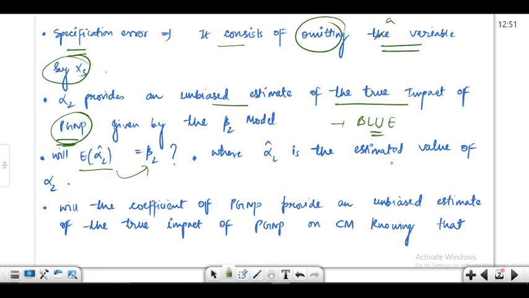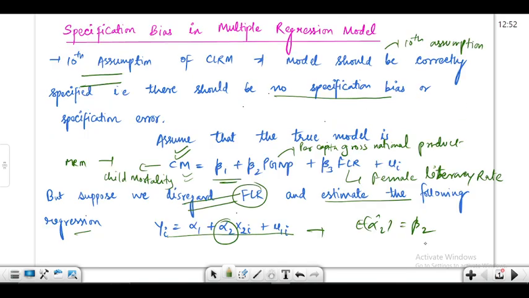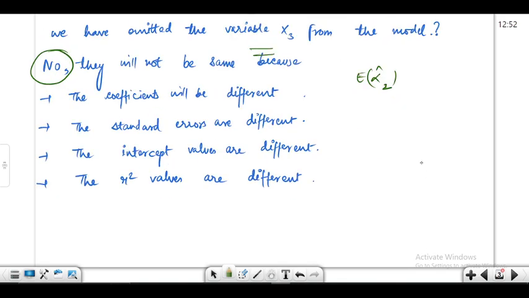Here alpha 2 hat is the estimated value of alpha 2. Will the coefficient of PGNP provide an unbiased estimate of the true impact of PGNP on CM, knowing that we have omitted the variable x3 from the model? This is the question. What is the answer? The answer is no. The expected value of alpha 2 hat is not equal to the value of the coefficient beta 2. They are not giving us the same estimates.